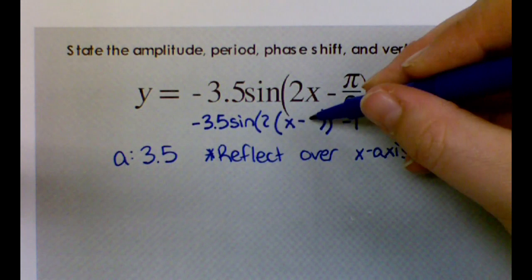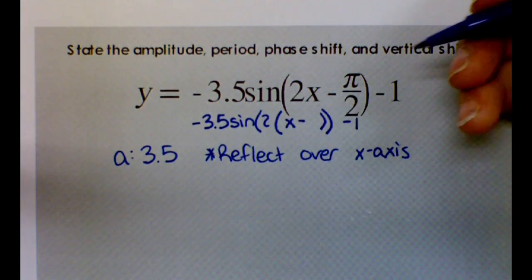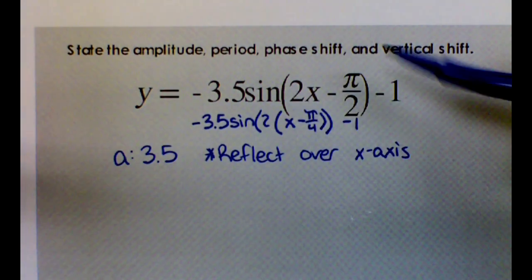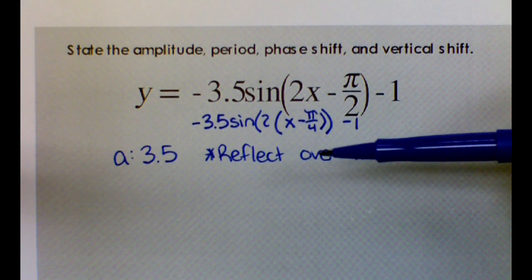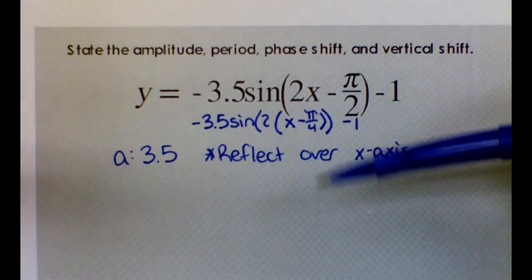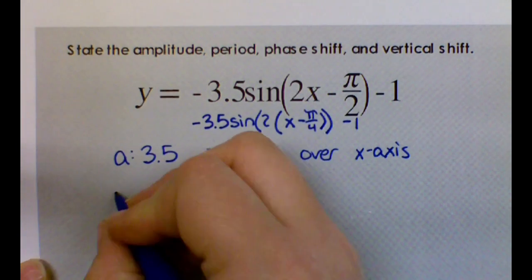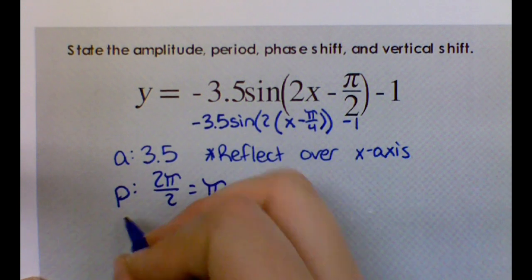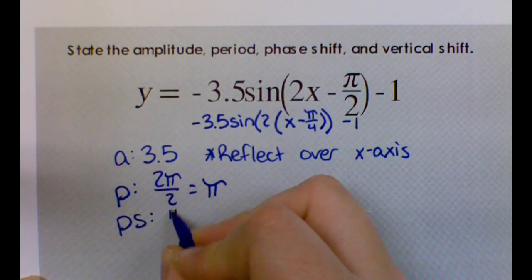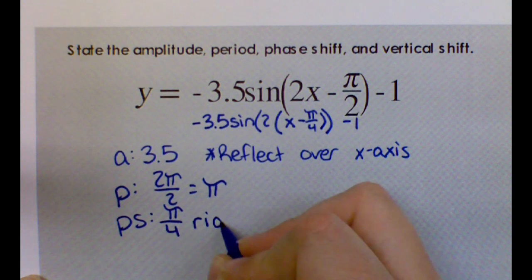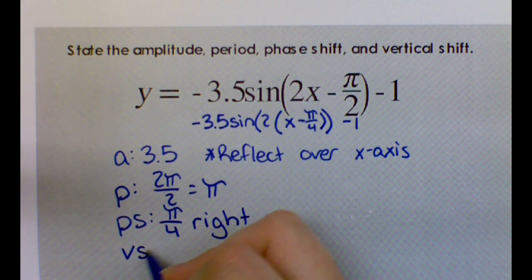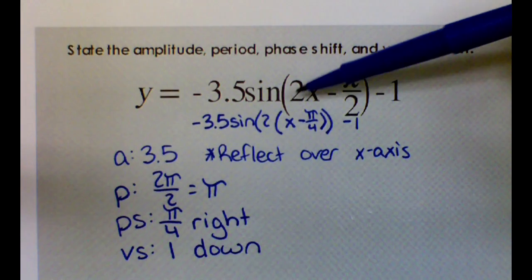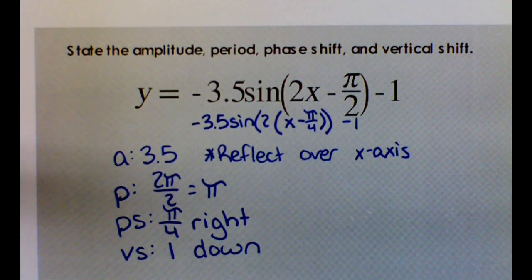Now 2 times what makes pi over 2? Pi over 4. Basically, we divided the 2 back out. This way, we can do our phase shift, vertical shift, all that fun stuff in the same order every single time. So our period is 2 pi over 2, which is just pi. Our phase shift is actually pi over 4 to the right. And our vertical shift is 1 down. So you have to be really careful. If that b value is not factored out, make sure you factor it out.